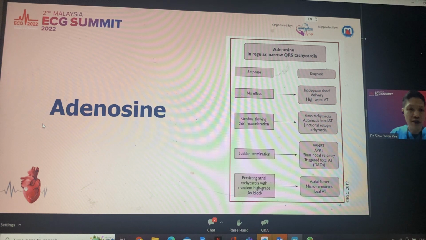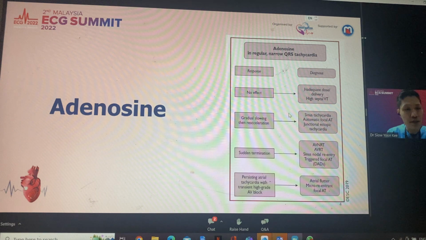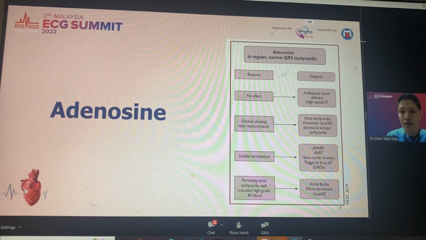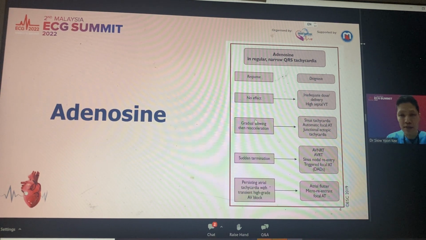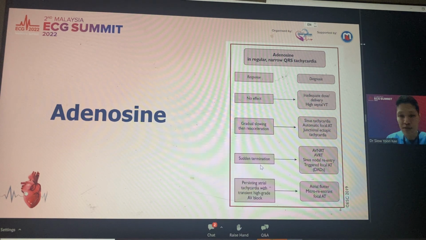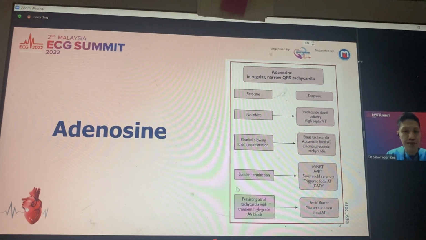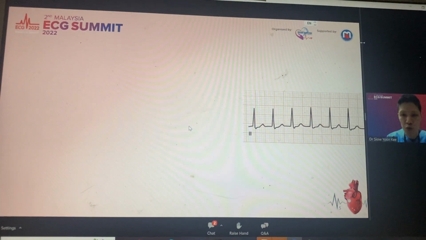After we give IV adenosine, that particular guideline also tells you there will be a response, and what the diagnoses are. You can see there's no effect after you give IV adenosine, or gradual slowing and then re-acceleration, or sudden termination, or even a persistent tachycardia. So what does it all mean? Hopefully the next slides will give you more clues.